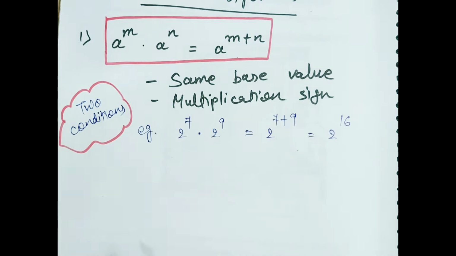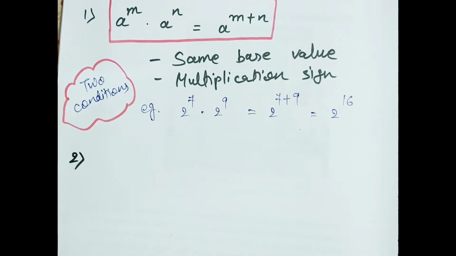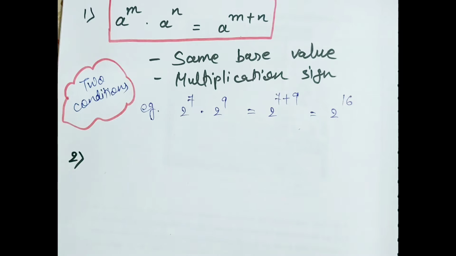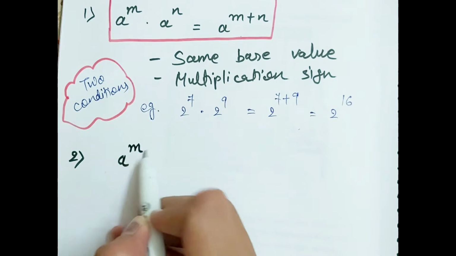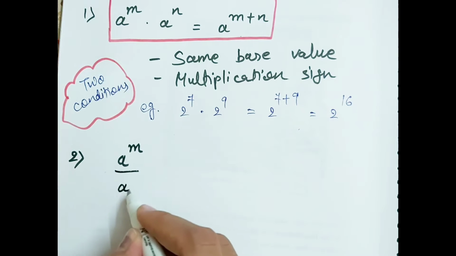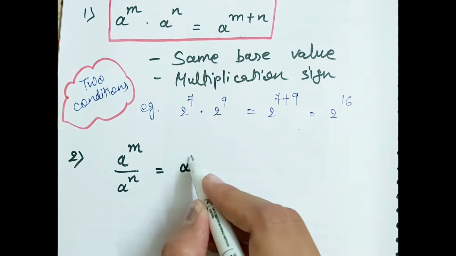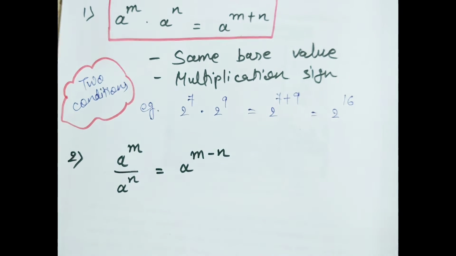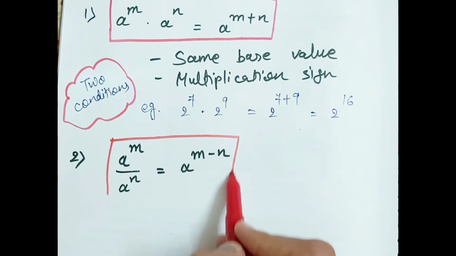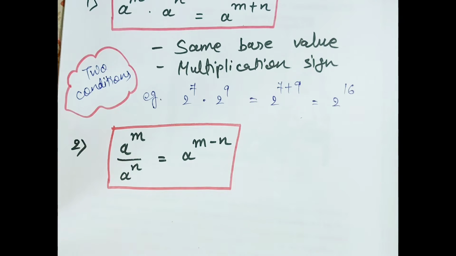Now the second rule is also pretty much similar. If you understand the first one, the second one is very easy. So it says a raised to the power of m divided by a raised to the power of n is equal to a raised to the power of m minus n. So here you can perform the subtraction for the exponent values.